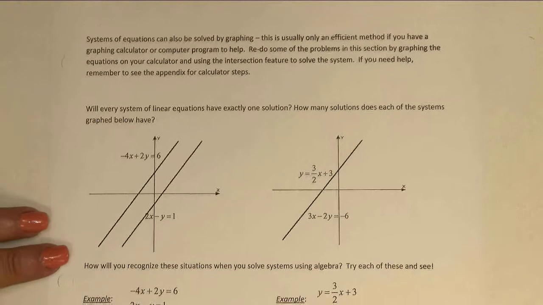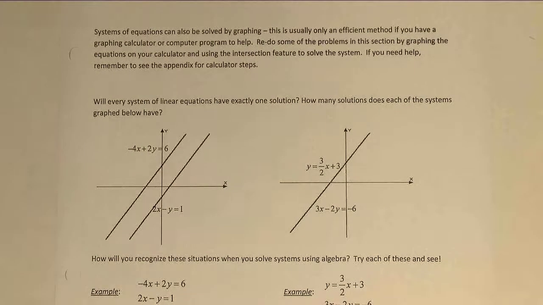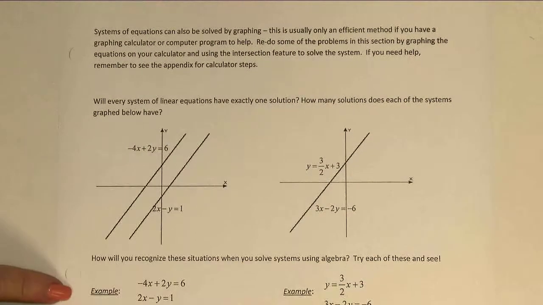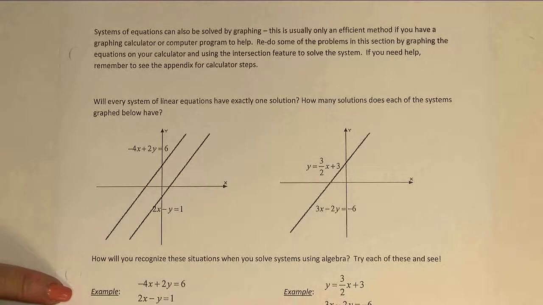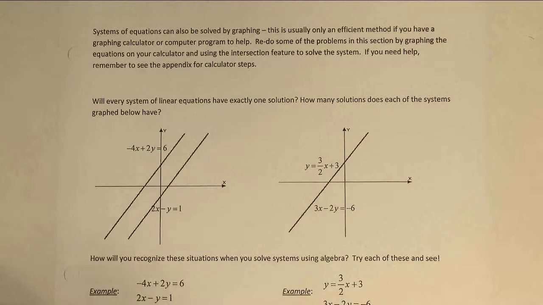There are a couple of special cases that we haven't yet talked about. We already know that systems of equations can be solved by graphing. We looked at that last time. And that this is usually only an efficient method if you have a graphing calculator or a computer program to help you. Graphing accurately enough by hand is generally not possible, or at least not efficient, in terms of a way to solve these systems. If you do have a graphing calculator and you want to do that, we went over the steps in Part A of this section's video.